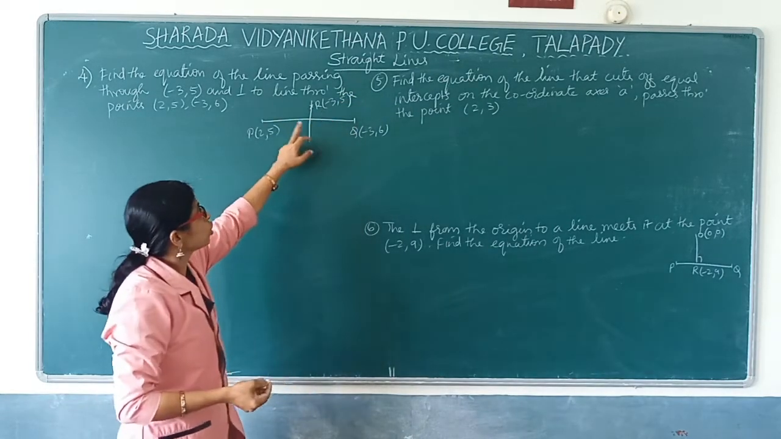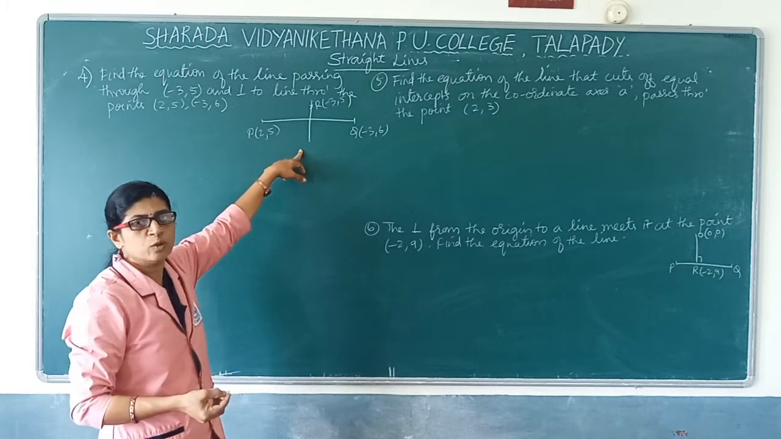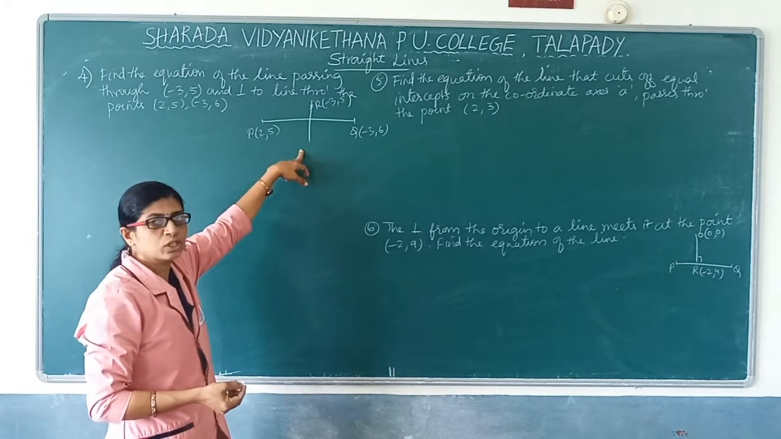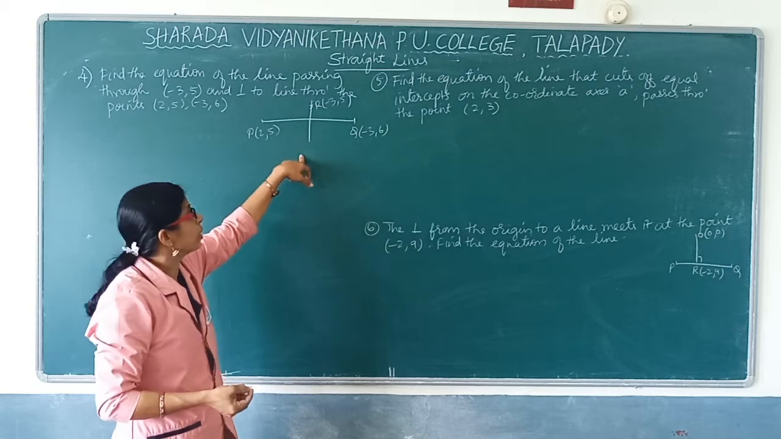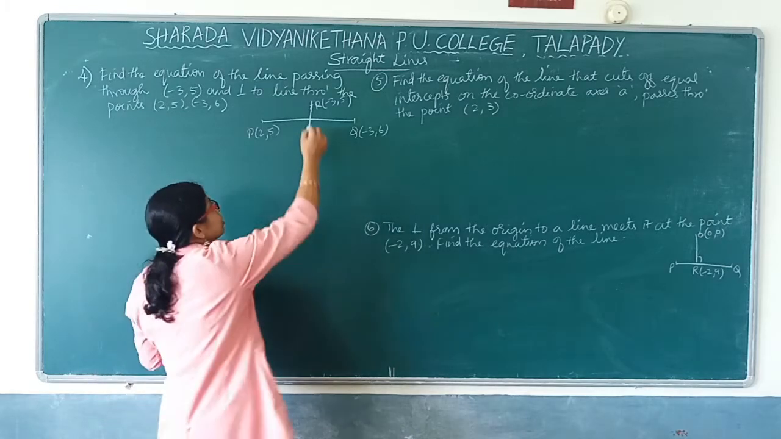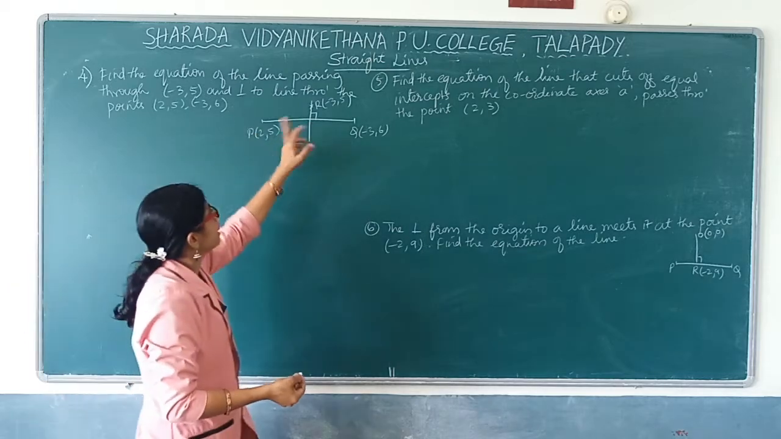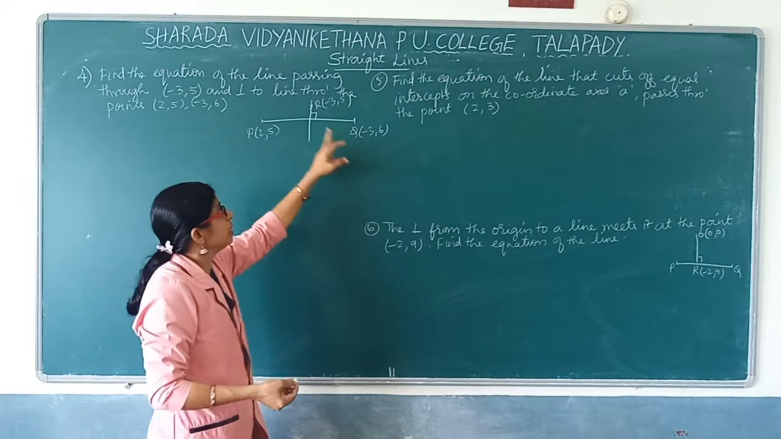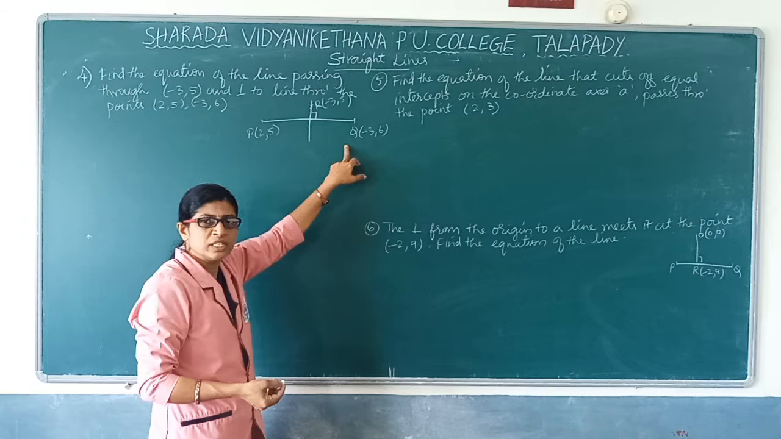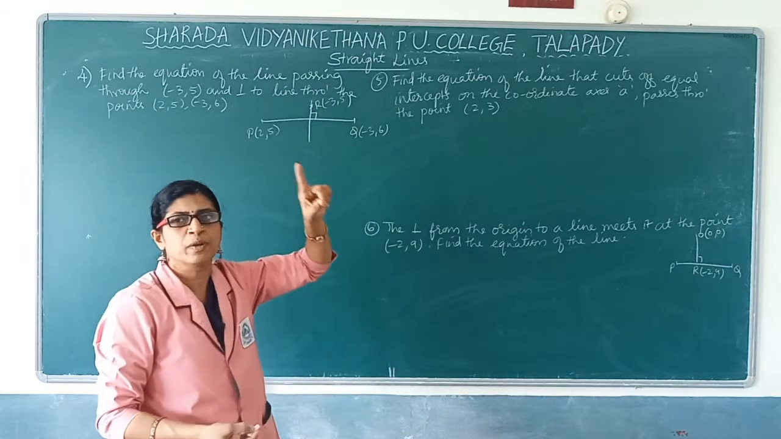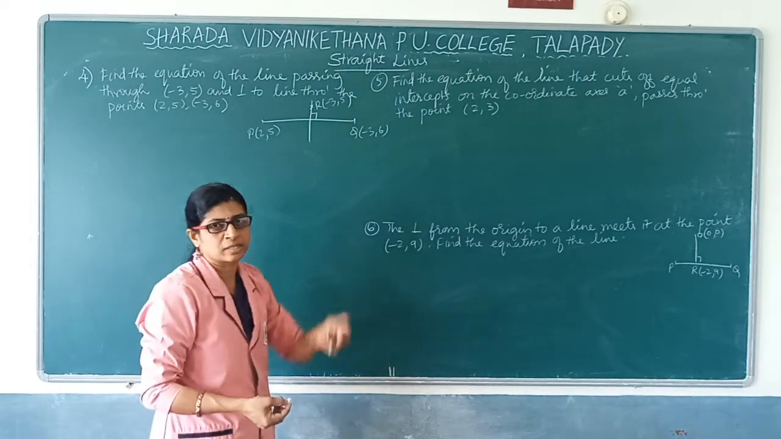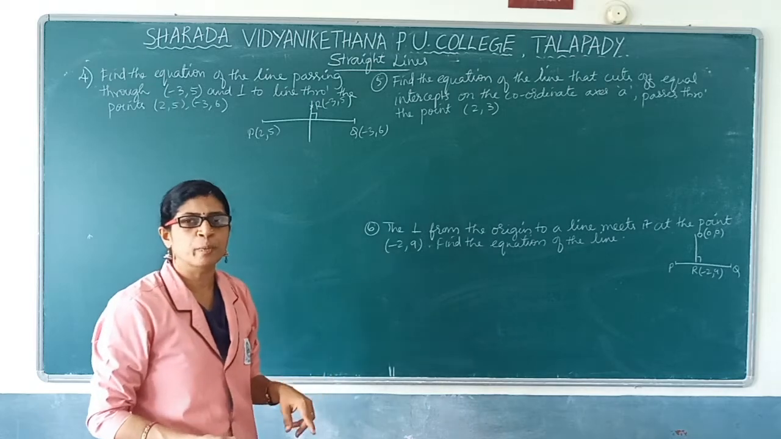We need to find the slope of this line now, so that we can use point-slope form to find the equation of this line passing through the point R. Because it is perpendicular, see the clue they have given, it is perpendicular to the line through these points. So immediately we should think of the relationship between slopes of perpendicular lines. So how are the slopes of two perpendicular lines?